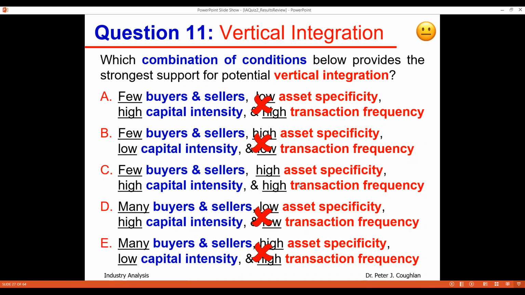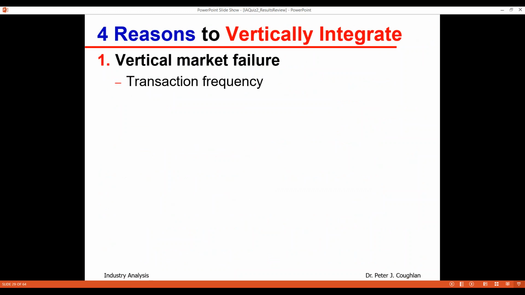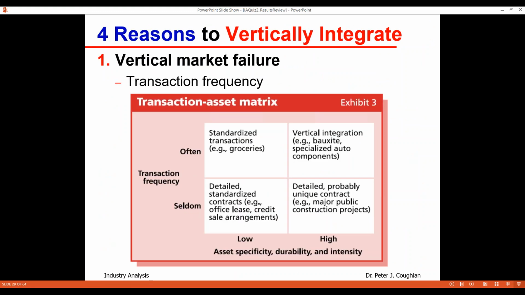Let's confirm that last one though. So what does this say about vertical market failure because of transaction frequency, right? This is a diagram from that reading, the transaction asset matrix, exhibit 3 in the reading. We already said that assets that are very specific, durable, and capital intensive are more likely to lead to vertical integration. The transaction frequency, right? If it's infrequent versus frequent, often the high frequency is where you get more likely to have vertical integration.